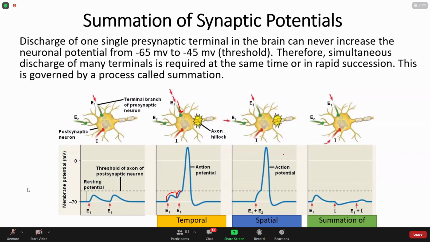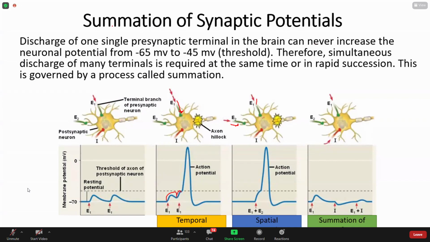Whereas spatial summation comes from two presynaptic neurons firing at the same time, but at different locations on the postsynaptic neuron. So they will add up to generate a bigger postsynaptic potential in order to take the membrane to threshold and generate an action potential. Okay, is this clear? Any questions?